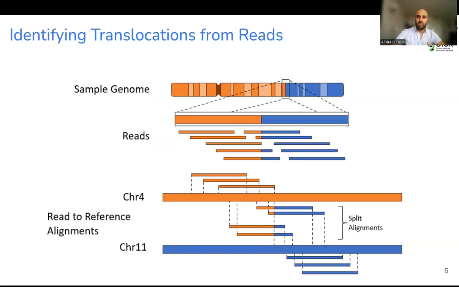The way that we identify translocations from long reads is very similar to that of other structural variants. We look for read to reference alignments that are split, specifically looking for a portion of a read to have aligned to one chromosome and another portion of that read aligned to a different chromosome. And if there are a number of reads that have the same pattern of split alignments to the same regions of the genome, we can infer a possible translocation between these two genomic regions based off of the alignments of the reads to those regions.